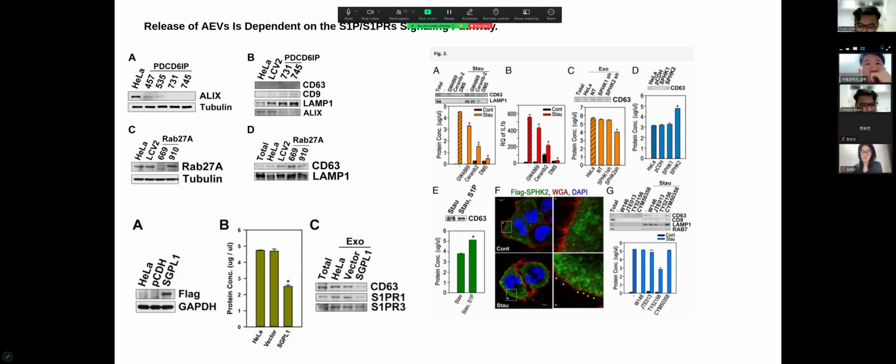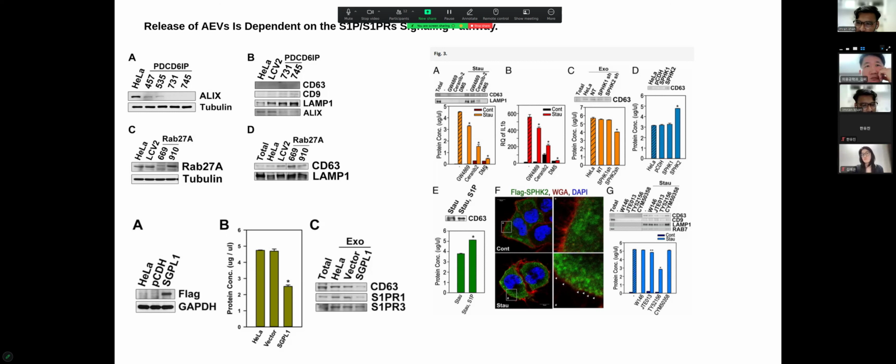So GW4869 is an inhibitor of sphingomyelinase. And then ceranib-2 is an inhibitor of ceramidase. And DMS is an inhibitor of sphingosine kinase.